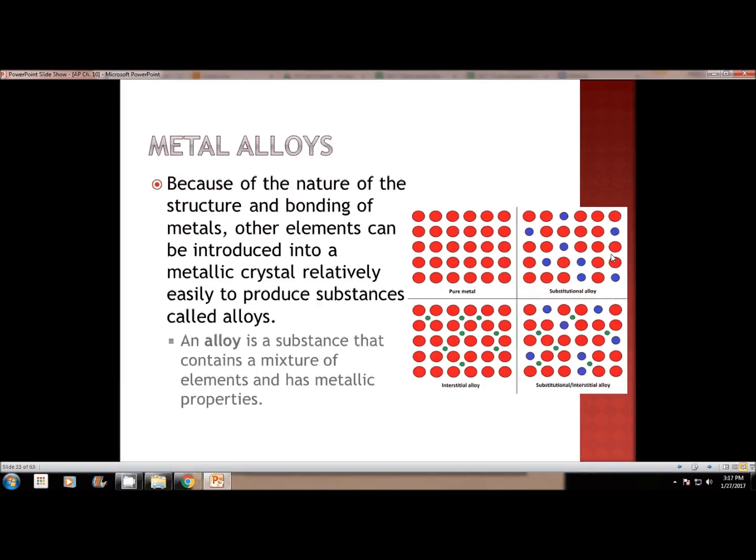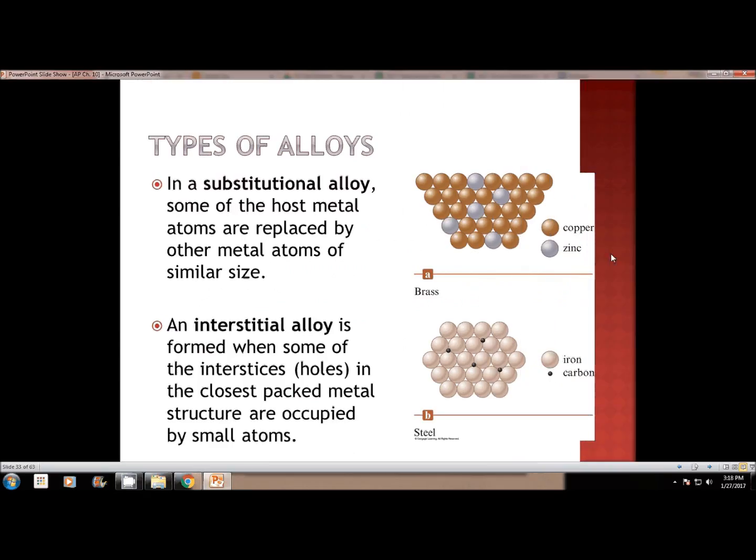Metal alloys are the last thing that we are talking about. Because of the structure and nature of metals, other elements can be introduced into the metallic crystal relatively easily to produce what we call an alloy, which is a mixture of elements and has metallic properties. So we have two types of alloys, substitutional and interstitial.